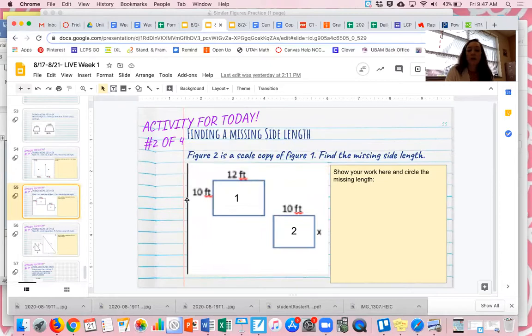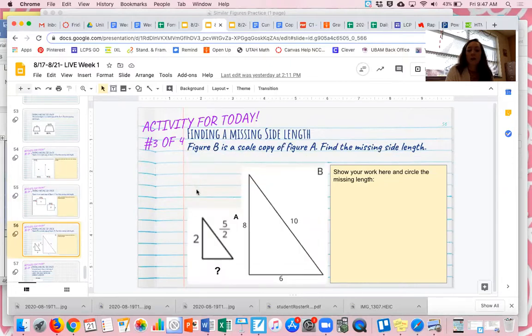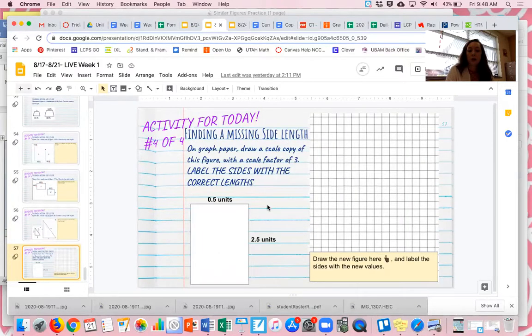For this one, make sure that you don't get confused. This 10 feet corresponds to this side. And we know that rectangles have the same measurement on parallel sides. So this 10 feet is going to correspond to X here. Don't forget that. And then for number 3, just make sure that you correspond the right sides together. Again, showing your work. And then the last one, you have a scale factor of 3. You're going to draw the new figure.